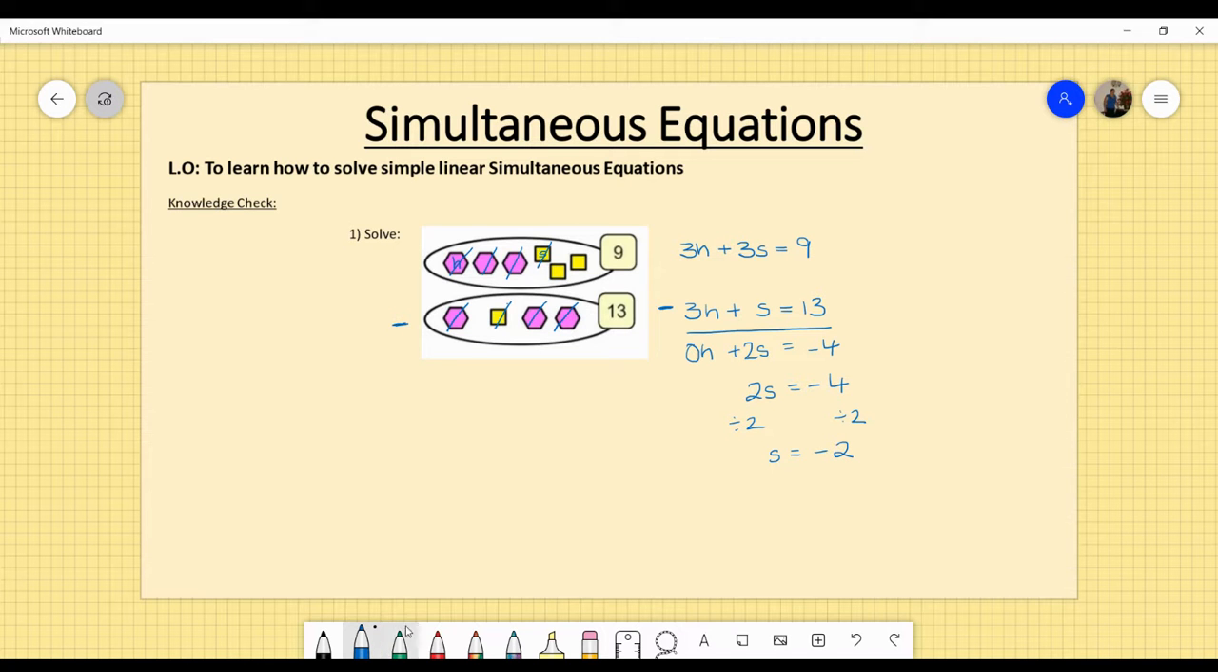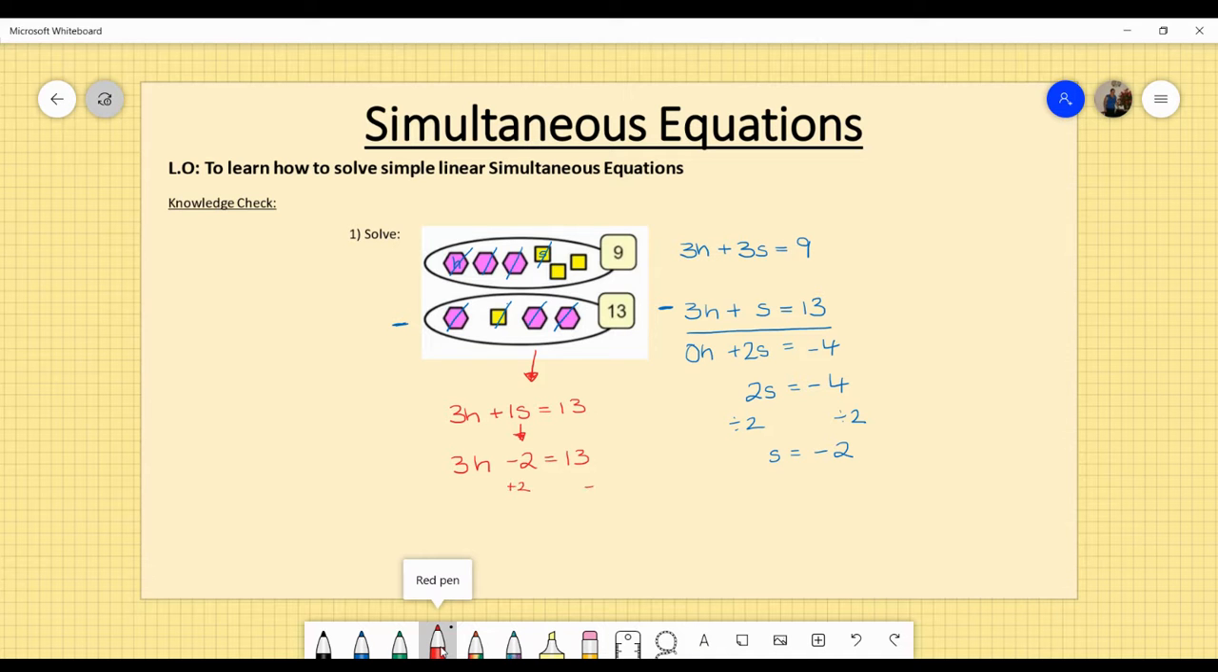Okay, and then if we think about the fact that we can use that information to try and work out what the hexagons must be worth. Now you can do that in either of the two diagrams. I'm going to go with the bottom one. So on the bottom one, I've got my 3 hexagons and my 1 square, and we know that must equal 13. But I actually know my 1 square is worth -2. So my 3 hexagons, take away 2, must equal 13. And then I just need to solve to try and find what the hexagon is.